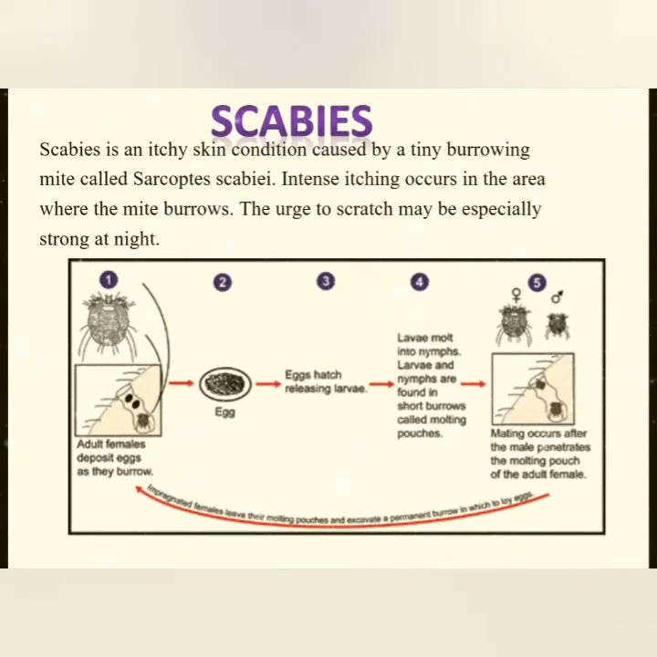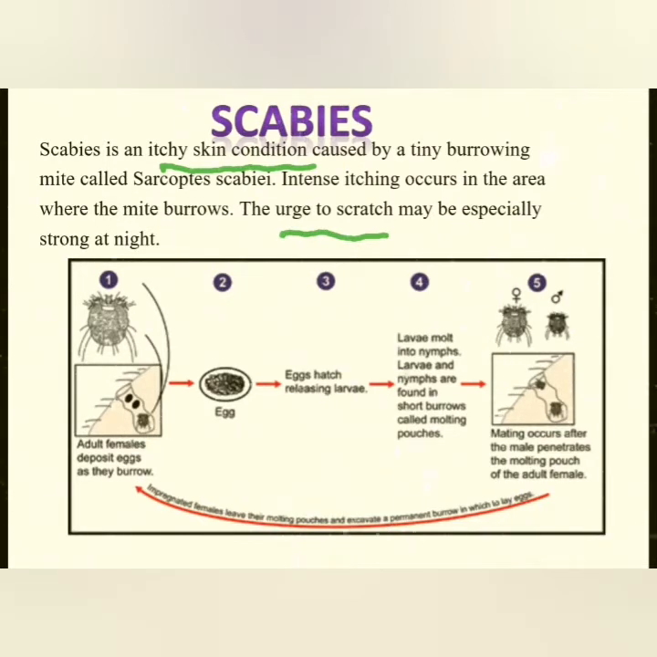Scabies is nothing but an itchy skin condition which is caused by tiny burrowing mites called Sarcoptes scabiei. The intense itching occurs in the area where the burrow starts. Where the mites start burrowing, you can see a very intense itching condition in that place. The urge to scratch that particular part is very strong at night.